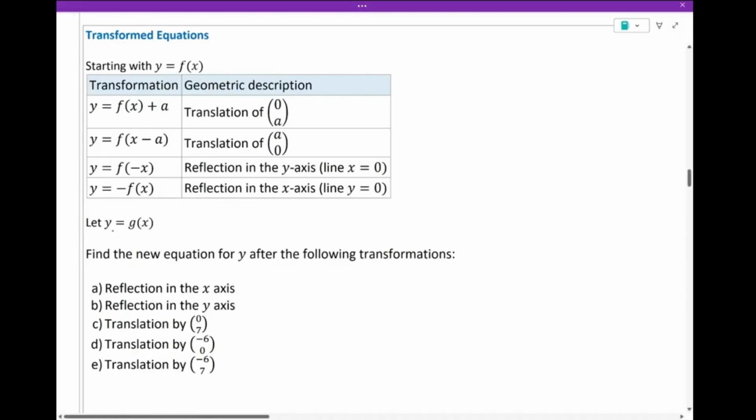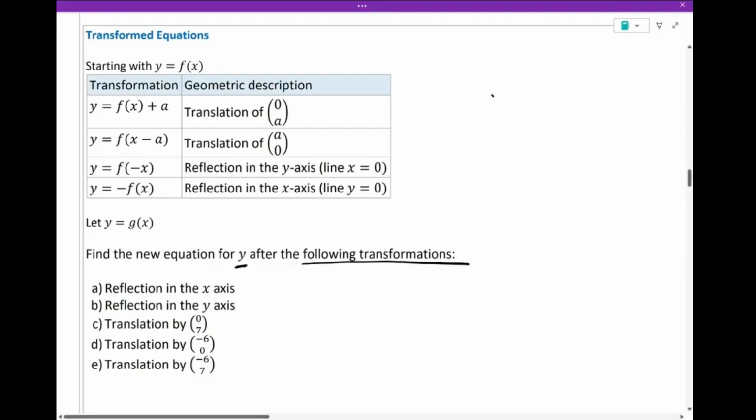So let's look at the question that we're trying. Let y equals g of x. I haven't been given what g of x actually is, but it doesn't matter. It's just some expression involving x. It might be x squared plus 3x. It might be x plus 5, but it doesn't matter to the question. We can still answer it. Our answer will just have to be given in terms of g of x. So we need to find the new equation for y after the following transformations.